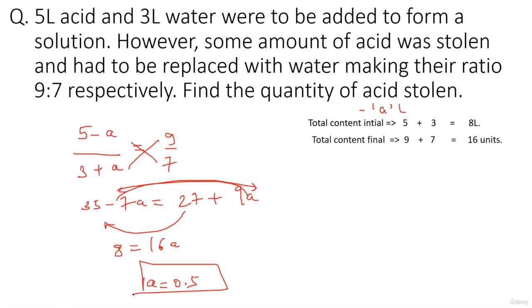Now 9 plus 7 is 16 units. But the volume of the total solution should remain the same as we discussed, right? So what we do is we divide the 16 by 2 such that the total content remains 8 liters. Okay, so that means 4.5 liters of acid remains, 3.5 liters of water. Very clearly, you can observe 0.5 liters of acid was removed, 0.5 liters of water was added, right? So what is the amount of acid stolen? The answer is 0.5 liters.